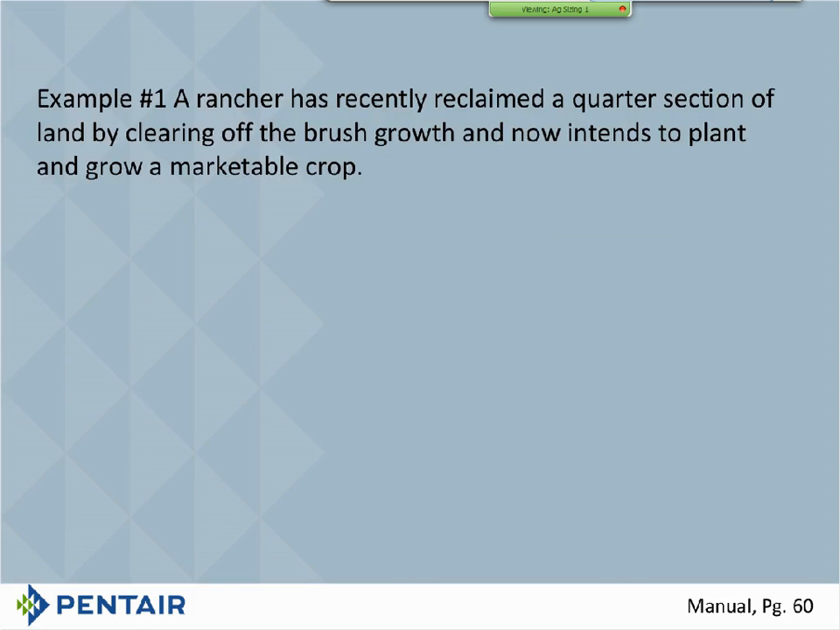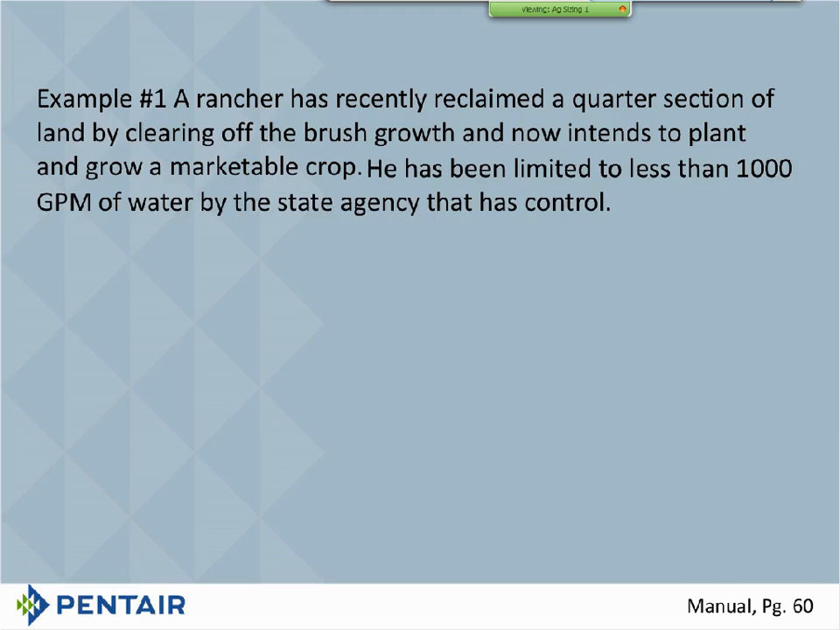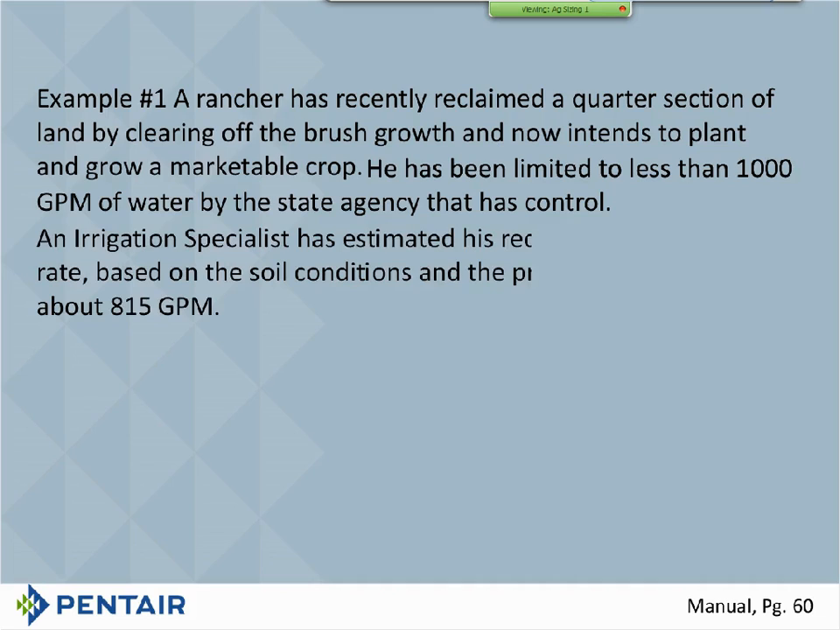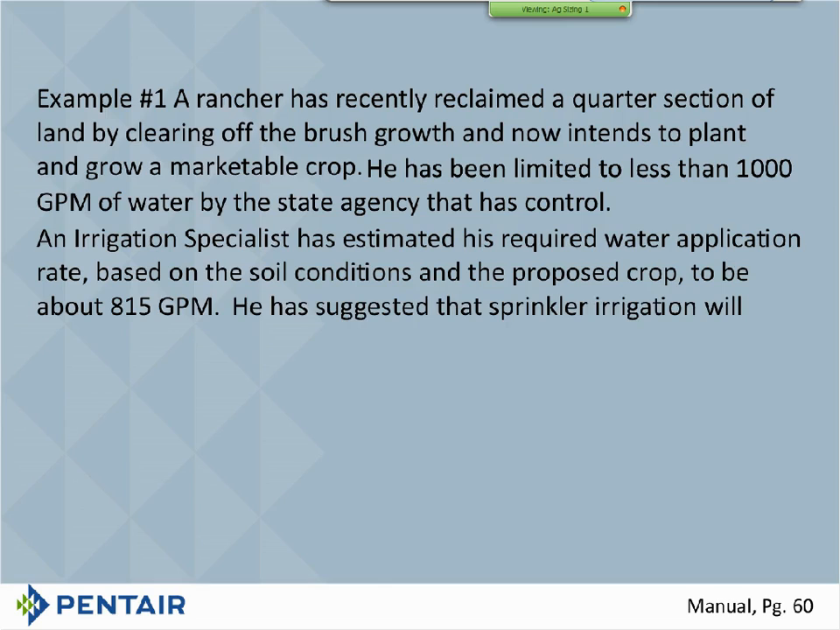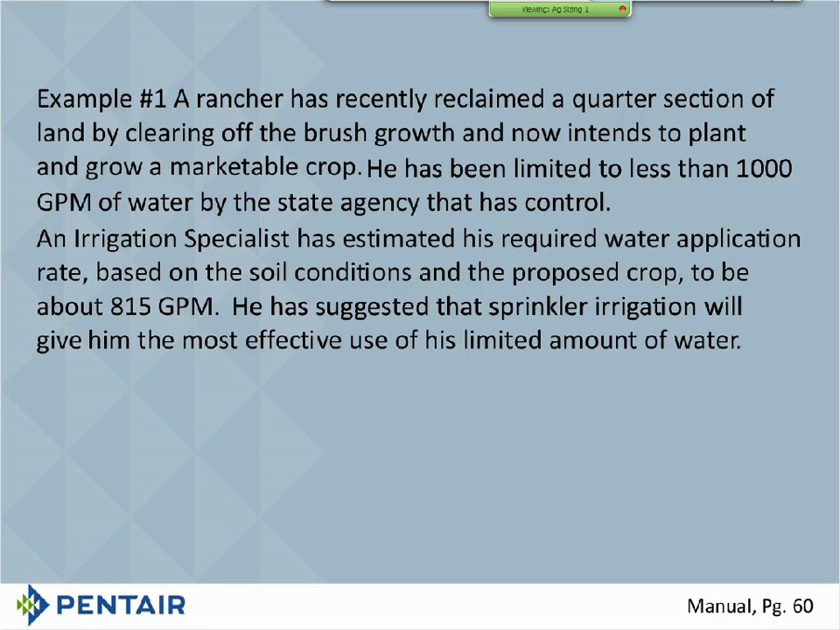We've got a rancher. He's recently reclaimed a quarter section of land by clearing off the brush growth and now intends to plant and grow a marketable crop. He has been limited to less than 1,000 gallons per minute of water by the state agency that has control over the water. An irrigation specialist has estimated his required water application rate, based on the soil conditions and the proposed crop, to be 815 gallons per minute. He has suggested that sprinkler irrigation will give him the most efficient use of his limited amount of water.